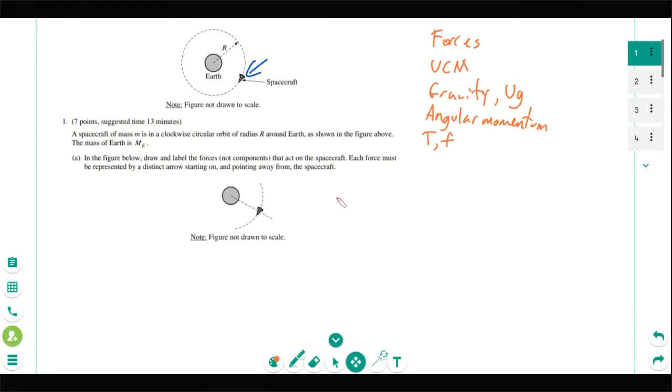How many forces? Please tell me my audio didn't die again. All right. No, okay, good. And chat goes quiet, and then I'm worried here. Okay, so how many forces on our spacecraft?